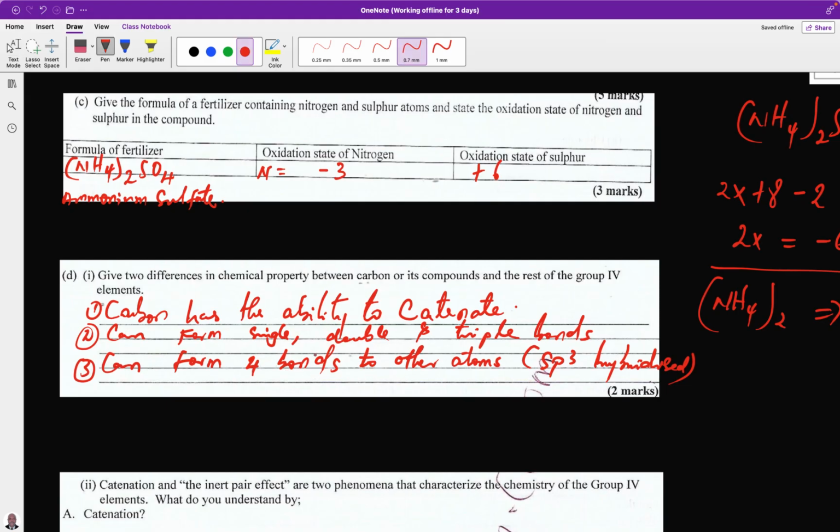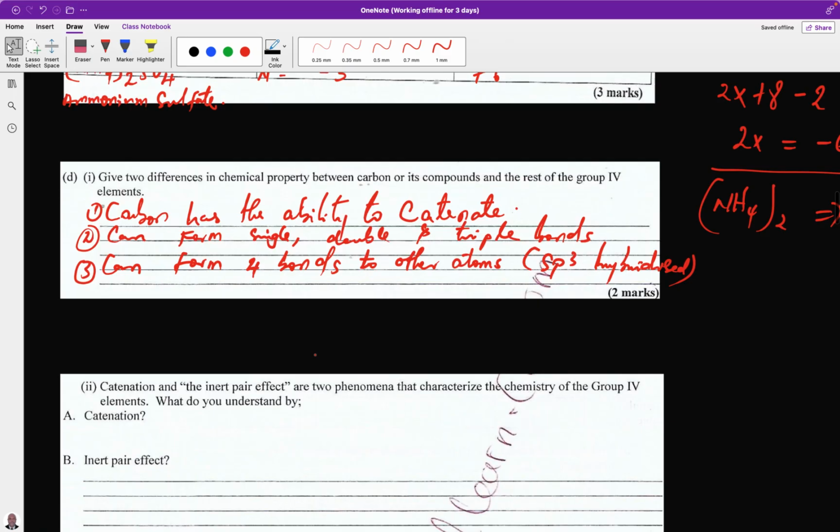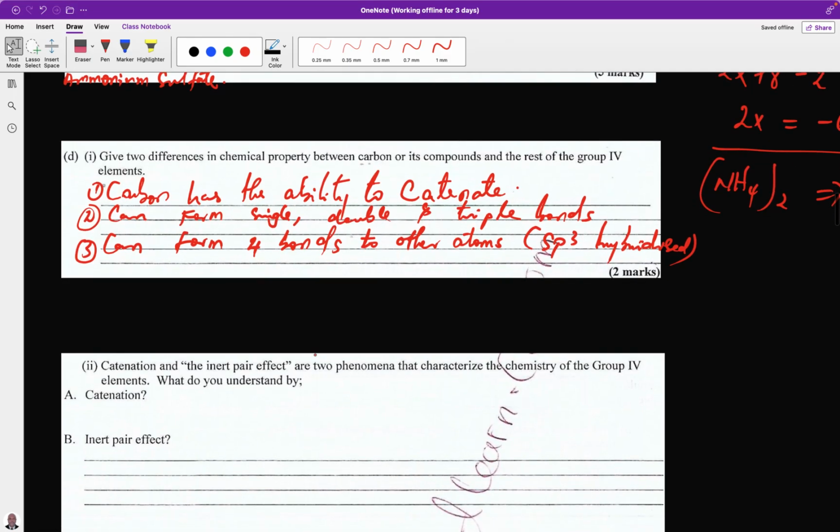It can form single, double, and triple bonds. It has the ability to catenate. You can give 2 of them. That is the only thing. Catenation and inert paired effect are 2 phenomena that characterize the chemistry of group 4 elements. What do you understand by catenation?